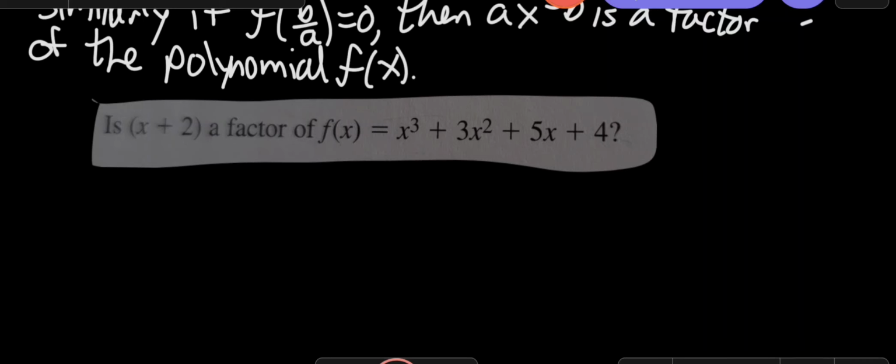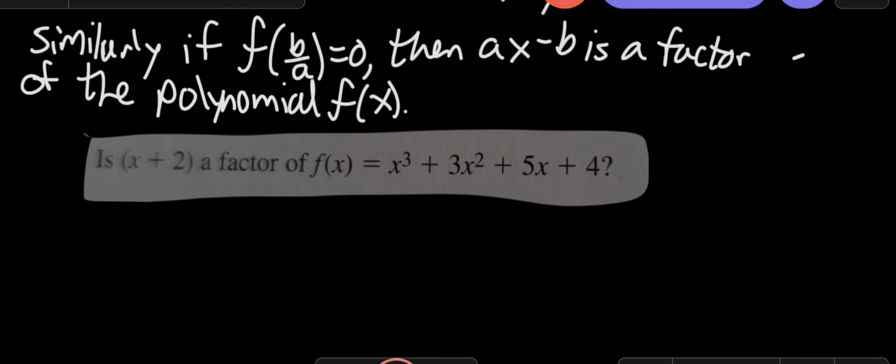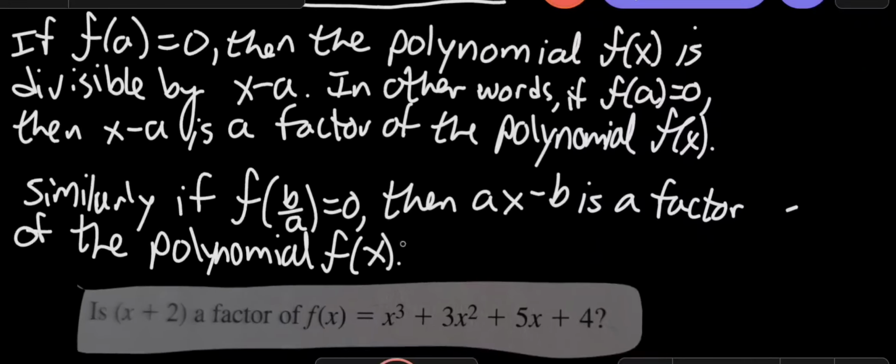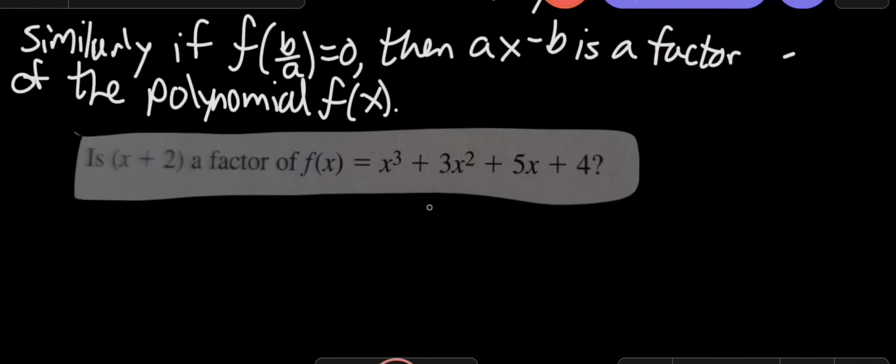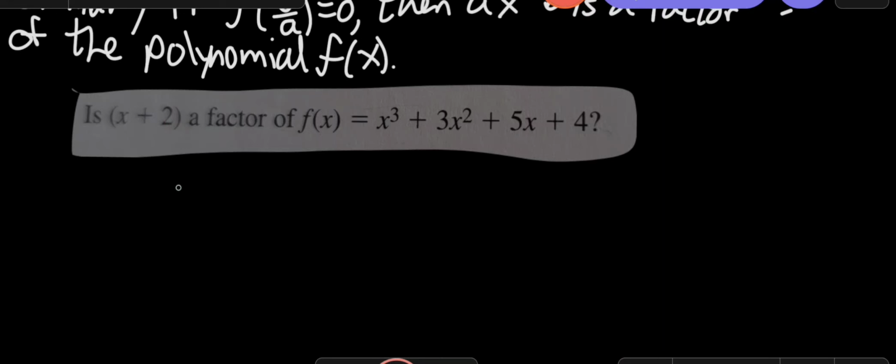Okay. So it says, is x plus 2 a factor of f of x equals x cubed plus 3x squared plus 5x plus 4. So we just said that x minus a is a factor if f of a equals 0. So to check if x plus 2 is a factor, you just substitute x equals -2. So all you have to do is find f of -2 and see if that equals 0.